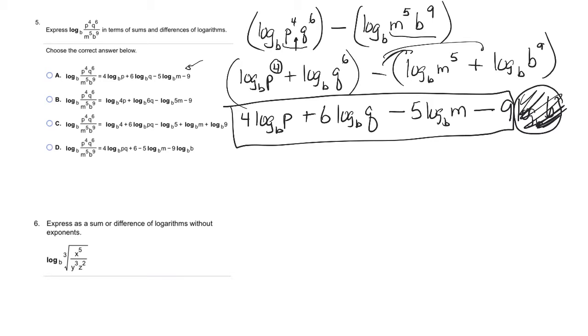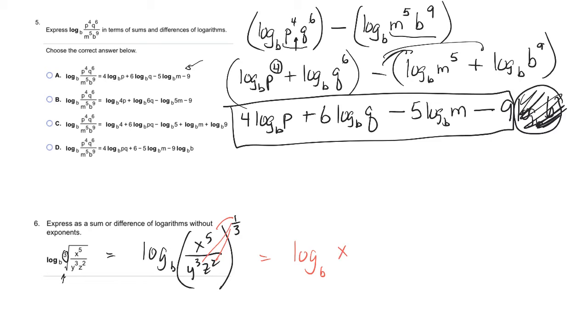Okay, next question. Express as the sum or difference of logarithms without exponents, same thing. But this one has a cube root in it. So the first thing I'll do is take whatever's underneath the cube root there, y cubed z squared, and since it's a cube root, I'm going to raise all of this to the 1/3. And then I can apply that 1/3 to each of the exponents inside there. So I'd have log base b of x to the 5/3 over y to the 3/3 z to the 2/3.